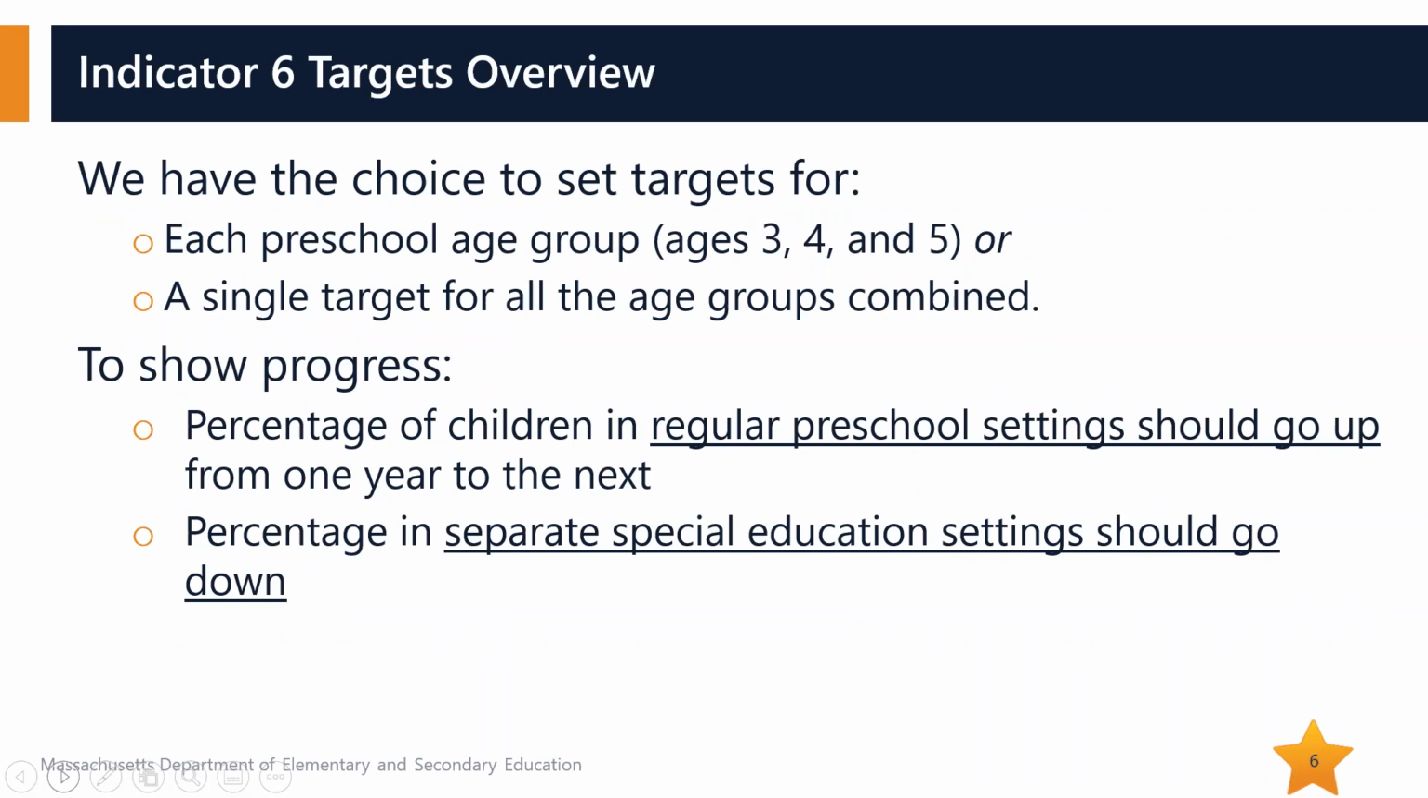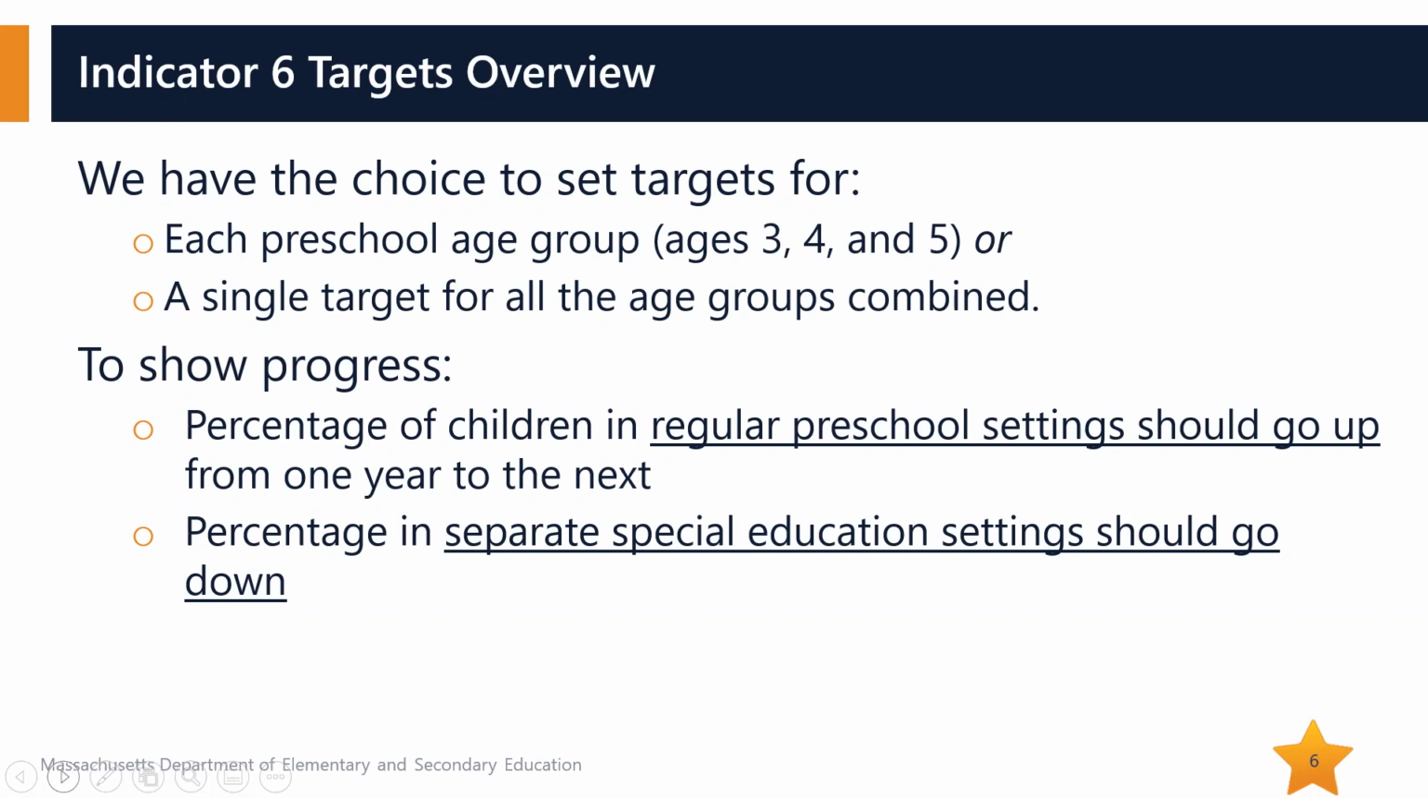Now let's focus on setting new targets. According to the Office of Special Education Programs, or OSEP, states have the option of setting targets for each age group, one target for each sub-indicator per age, or a single target per sub-indicator for all the age groups combined.